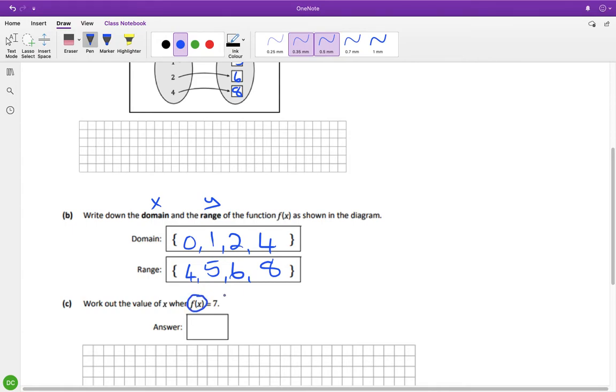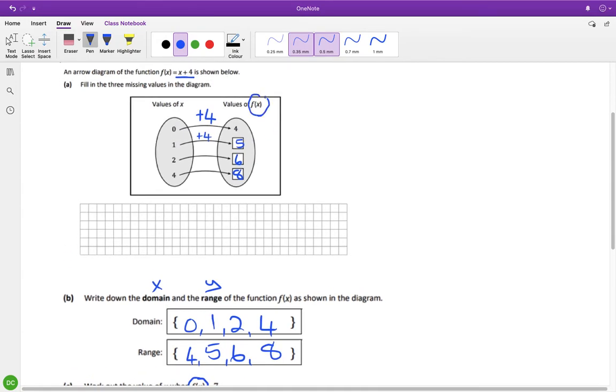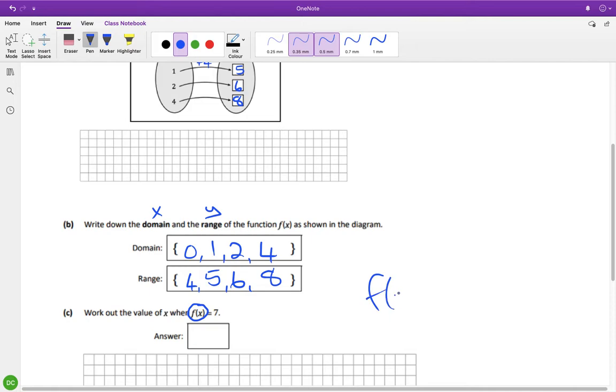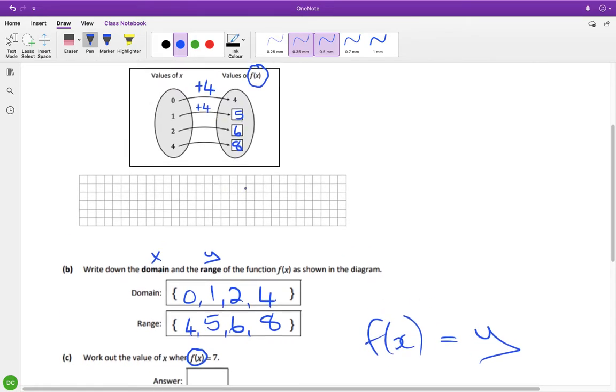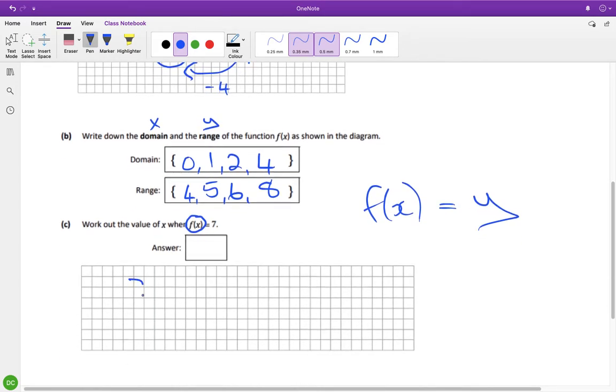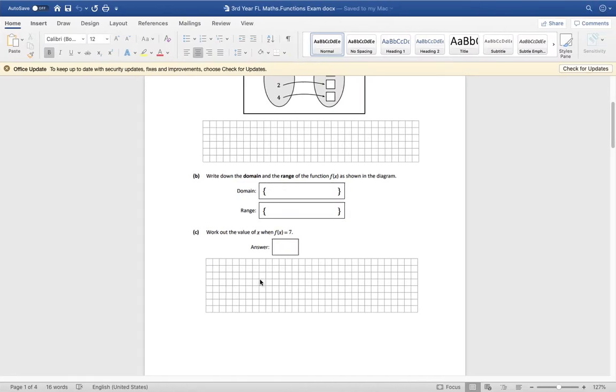Work out the value of x when f of x is 7. So f of x, you can see it here. f of x is another way of saying y. So what they're saying is that if this is 7 on this side, then what's the one on this side? Remember, going in this direction, we add 4. So if we want to go the backwards way, we have to minus 4. So to get this, we just do 7 minus 4, which is 3. The last one's tricky there.